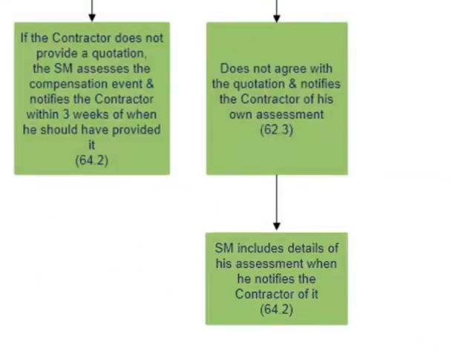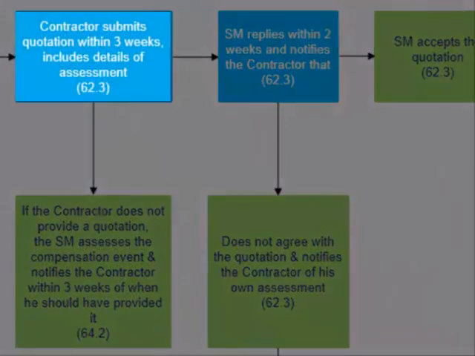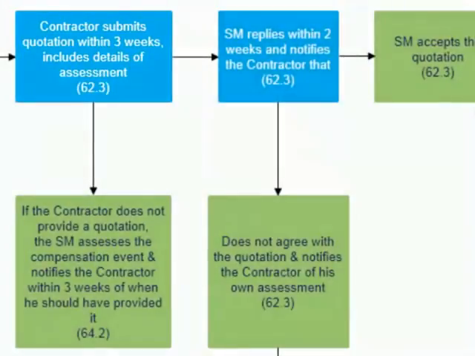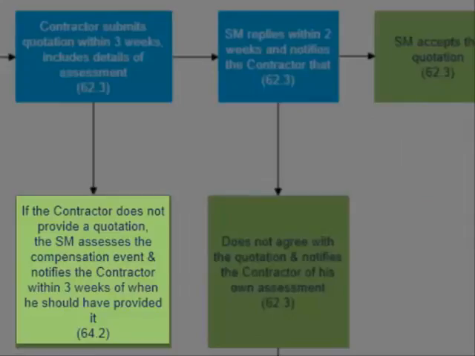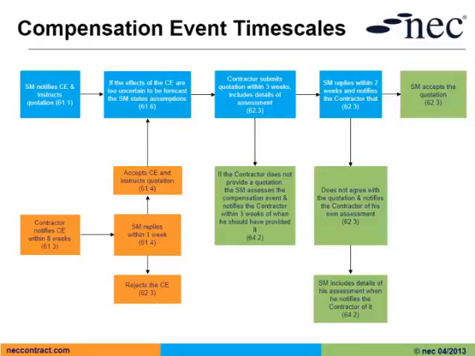to do so. Going back in the process a couple of steps, the contractor had to submit quotations within 3 weeks. If the contractor had failed in his obligation to do so, then it's the service manager's responsibility to make the assessment and notify the contractor again within 3 weeks. The compensation event process is designed so that we always have an outcome. Is there a compensation event, yes or no? How much is the price going to be changed as a result of the compensation event?